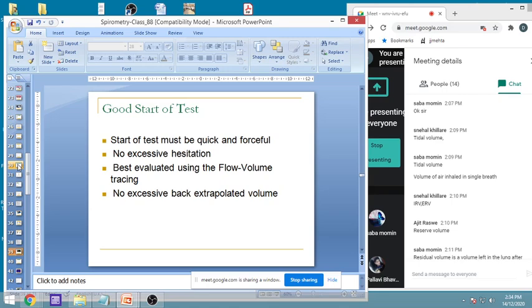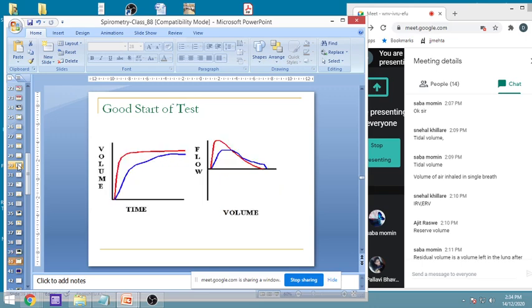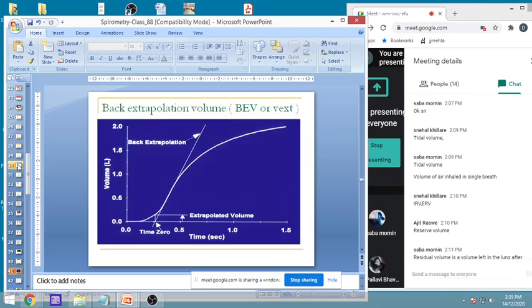So flow to volume, we have seen it above. This dual graph is there for expiration and for inspiration. There are 2 graphs. No excessive back extrapolated volume is there. So this is volume with time. The blue line gives a good one, it's the correct one.